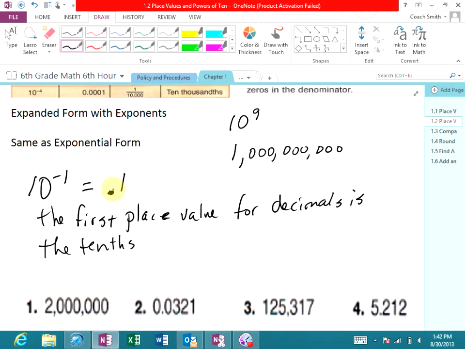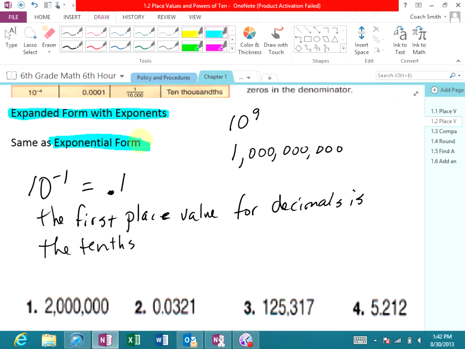So, next thing we need to talk about. Expanded form with exponents and exponential form. Expanded form with exponents is exactly the same thing as exponential form. Your book will call it expanded form with exponents. Most of the books that you're going to have from now on are going to call it exponential form. That's the way they say it.